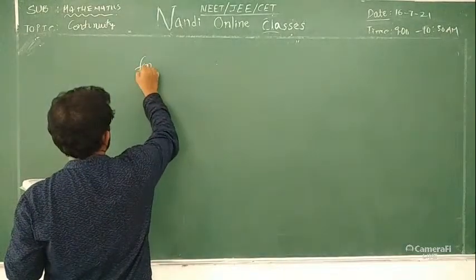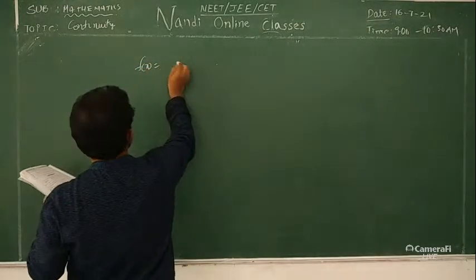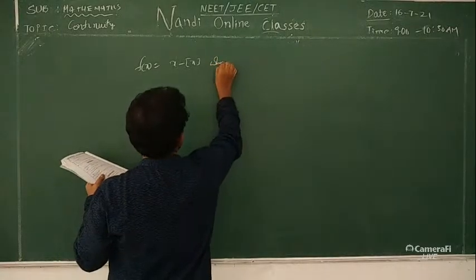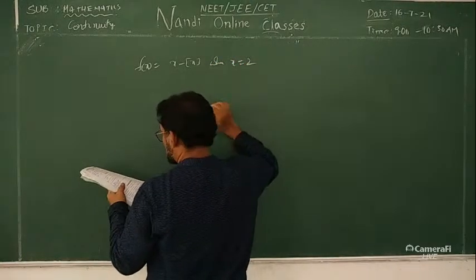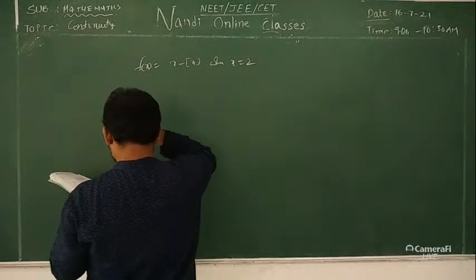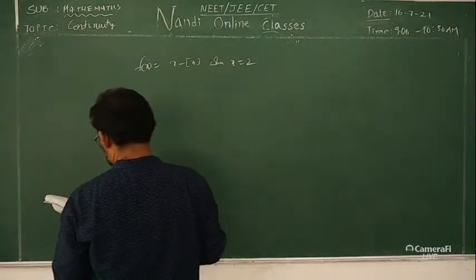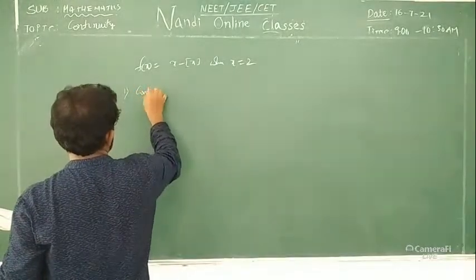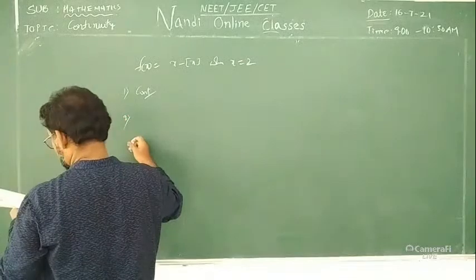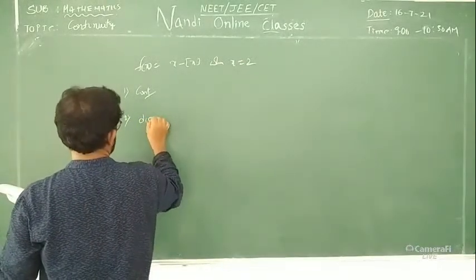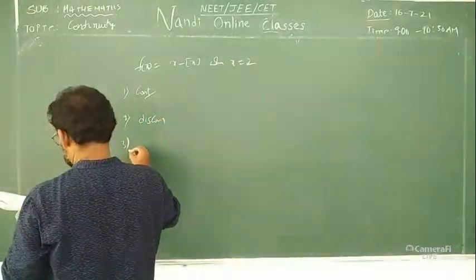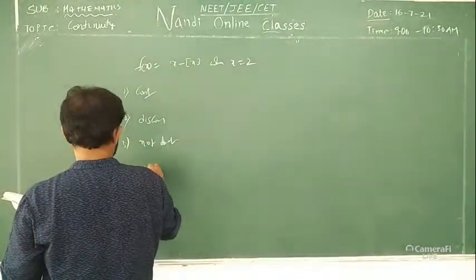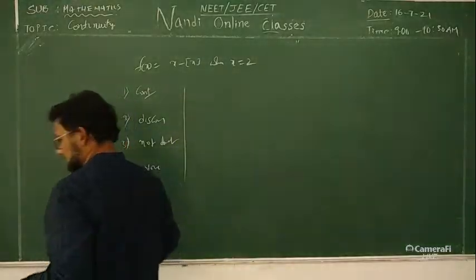Next, f of x is equal to x minus step x when x is equal to 2. So options are continuous, discontinuous, not determined, none.